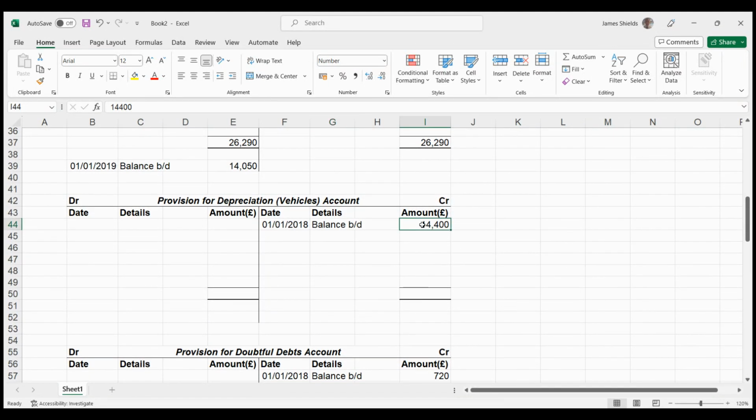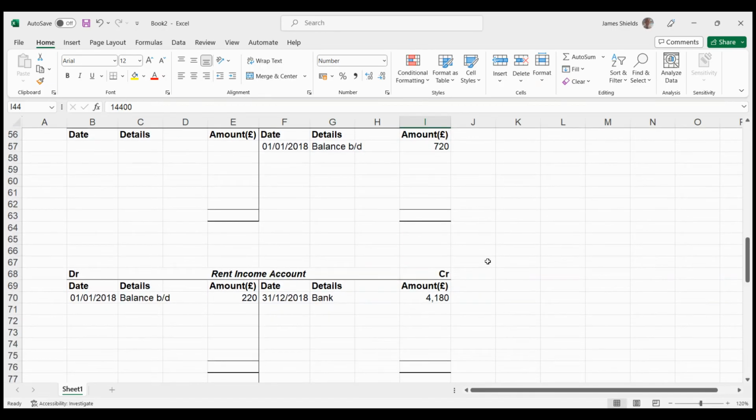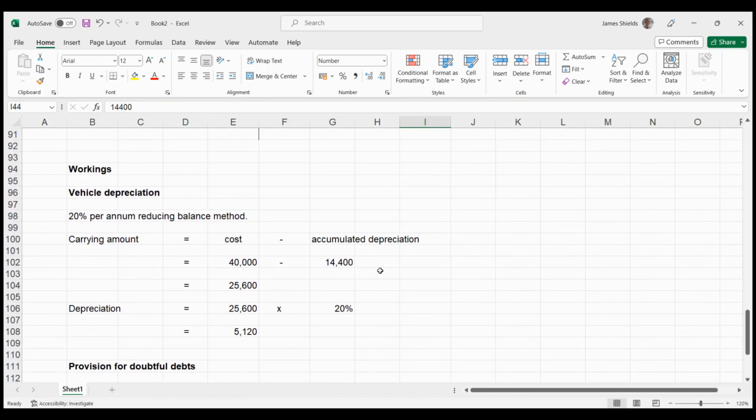That's the figure there at the beginning of the year, 14,400. That's depreciation for all previous years. And if you take that from the cost, you get the carrying amount of 25,600. To work out the depreciation, you take your carrying amount of 25,600 and you times by the percentage, which is 20%. So your depreciation charge for the year is 5,120.